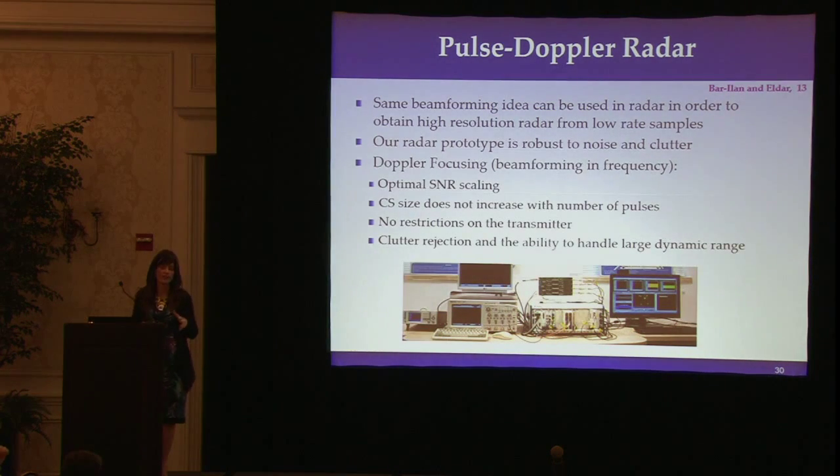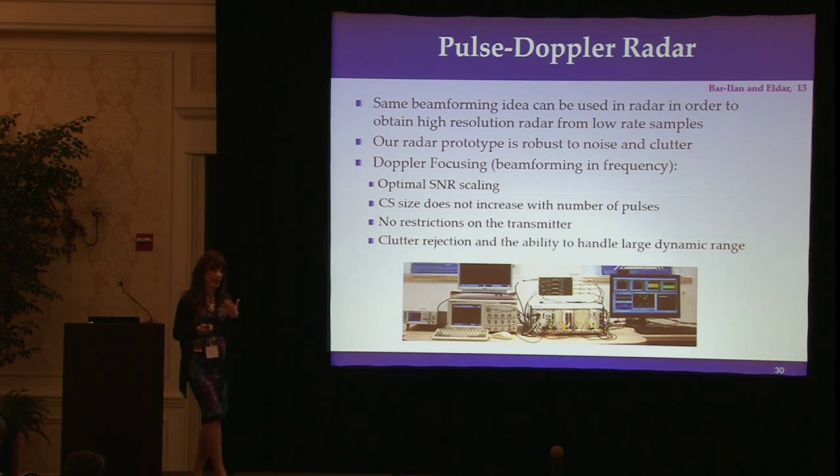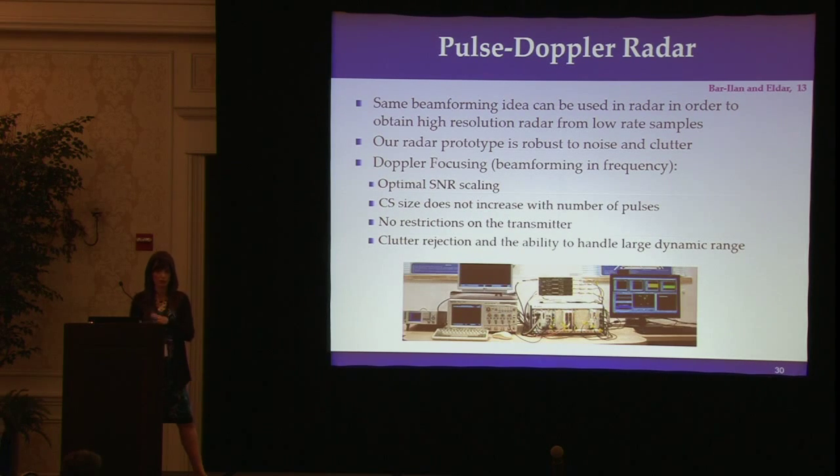OK, so I was focusing on ultrasound. The same thing exactly is valid in radar. I won't go through the details here. The same ideas we use for ultrasound we could use for radar in order to get sub-Nyquist radar, again with the same advantages: very good SNR, very good clutter rejection. Because we could do the beamforming at these low rates, we could reject clutter and increase SNR. Do I have another minute to show the?